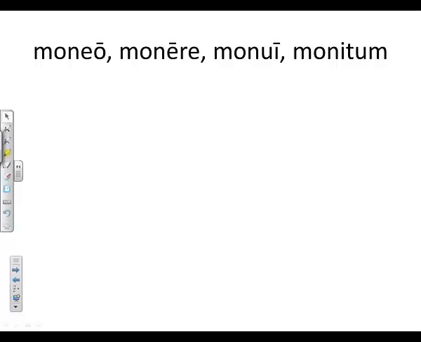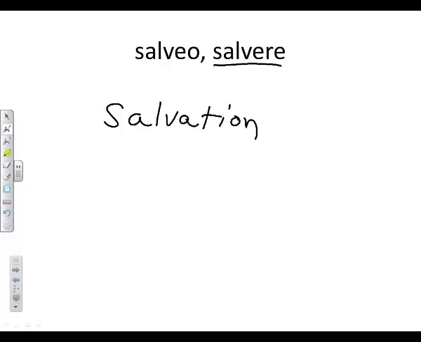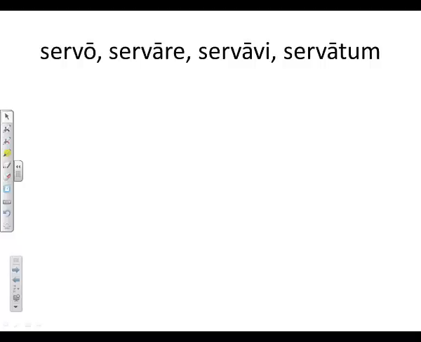Moneō, monēre, monuī, monitum. We know this one too, so no need to go over it again. Salveō, salvēre. As you can see, this is a second conjugation verb, but Wheelock doesn't give us all the principal parts. I think we get words like salvation from this one. Here, it's mostly used as a greeting. Servō, servāre, servāvī, servātum means something along the lines of to preserve, maybe to save. And we get nice cognates from this, like reservoir, preserve, and so forth.